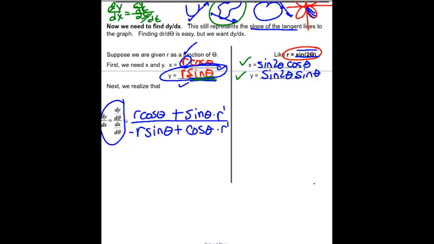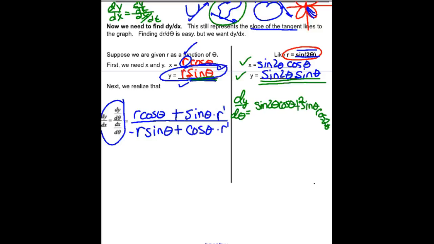Do their derivatives separately. I like to do dy/d theta first just because it's going to go on the top of the fraction, so it's organized nicely. But I would just say this right here is first, d second, plus second, d first. And the derivative of sine 2 theta would be cosine 2 theta times 2. And it's getting a little messy, but you get the idea.